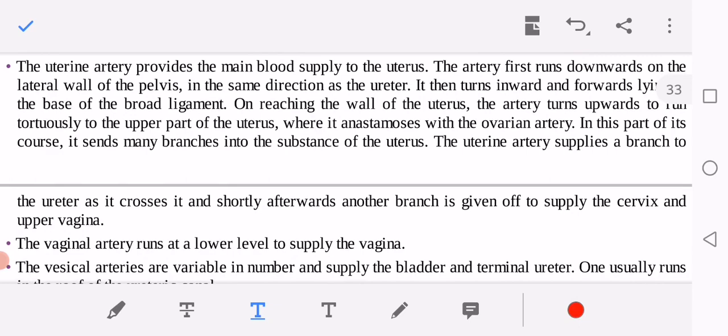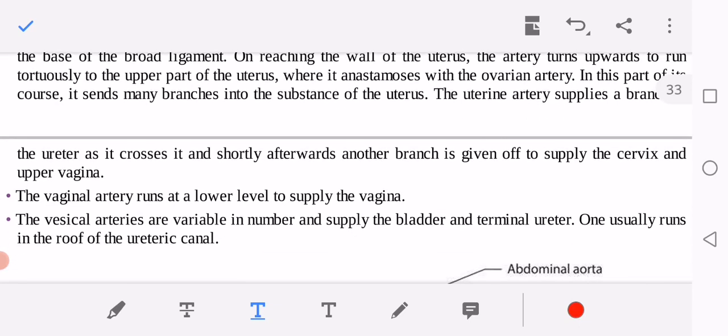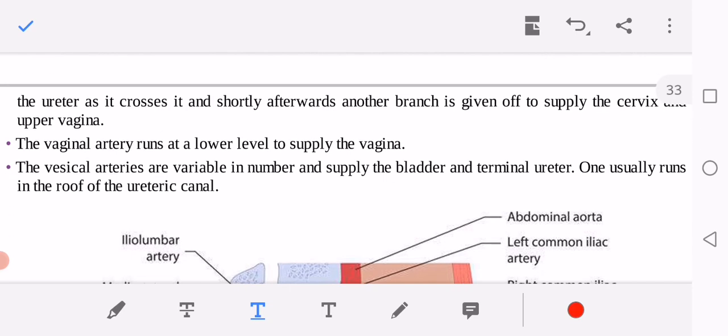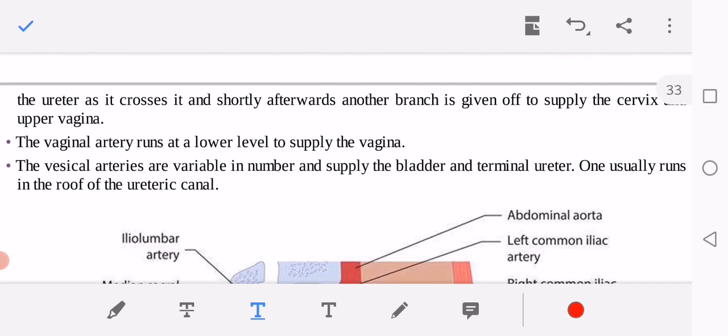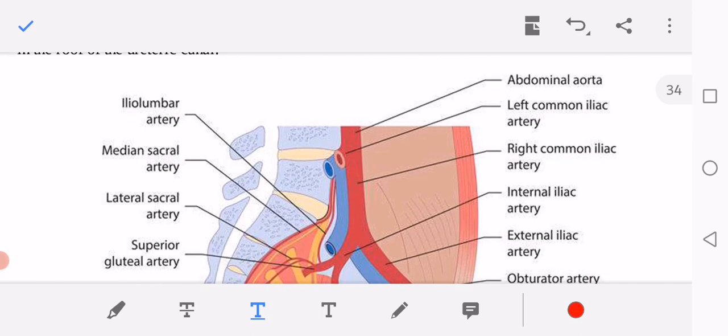The uterine artery gives a branch to the ureter as it crosses it, and shortly afterwards another branch is given off to supply the cervix and upper vagina. The vaginal artery runs at a lower level to supply the vagina. The vesical arteries are variable in number and supply the bladder and terminal ureter. Okay, one usually runs in the roof of the urinary canal.